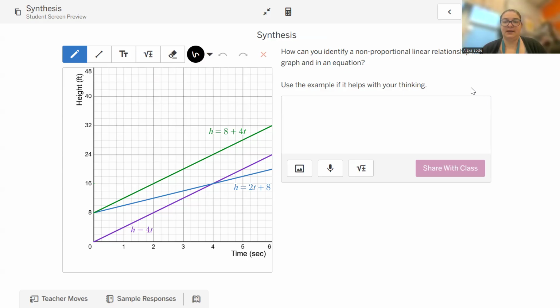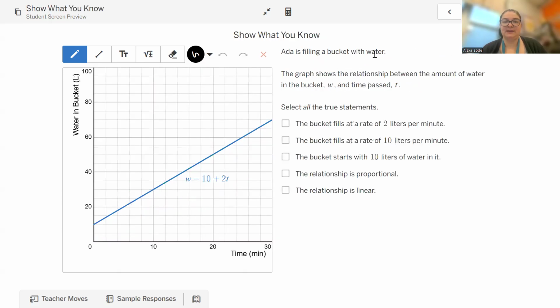Okay, here again, I'm not going to go over this one with you because I want to see how well you understood the lesson today. Ada is filling a bucket with water. The graph shows the relationship between the amount of water in the bucket and time past t. Select all the true statements. Again, before you do this, pay attention to the scaling. So the y-axis is going up by 20s. The x-axis is going up by 10s. Okay? It gives you the graph and it gives you the equation. So there's already a lot of information in this equation for you.